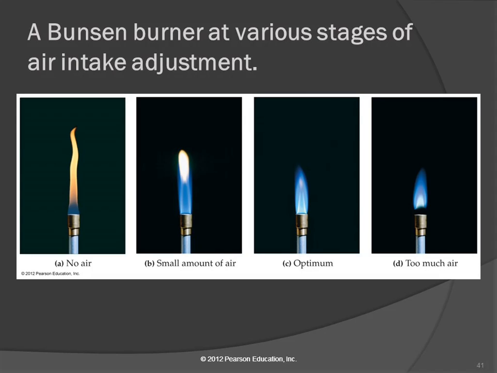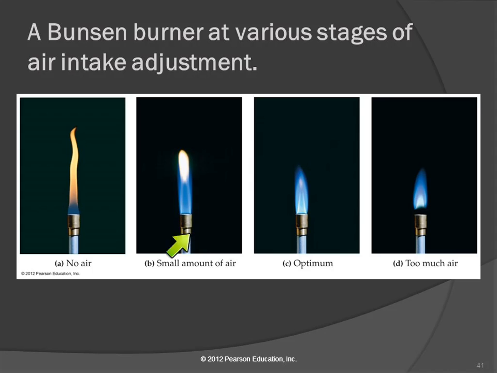And so here's pictures of the Bunsen burner with various amounts of air. So this is no air. If you wanted to generate light because the power was out, that would be your best bet. That's going to give off the most light, but that's not going to give off much heat, and it's going to be a sooty flame. It's going to deposit carbon all over your glassware.